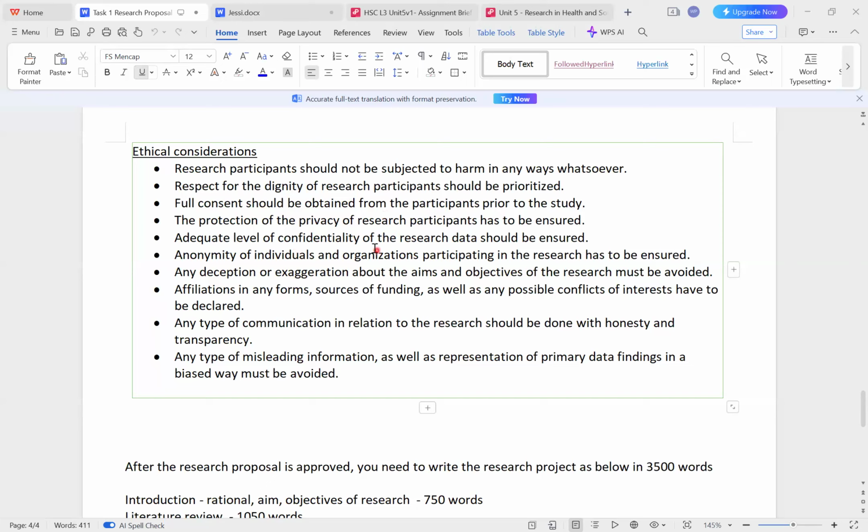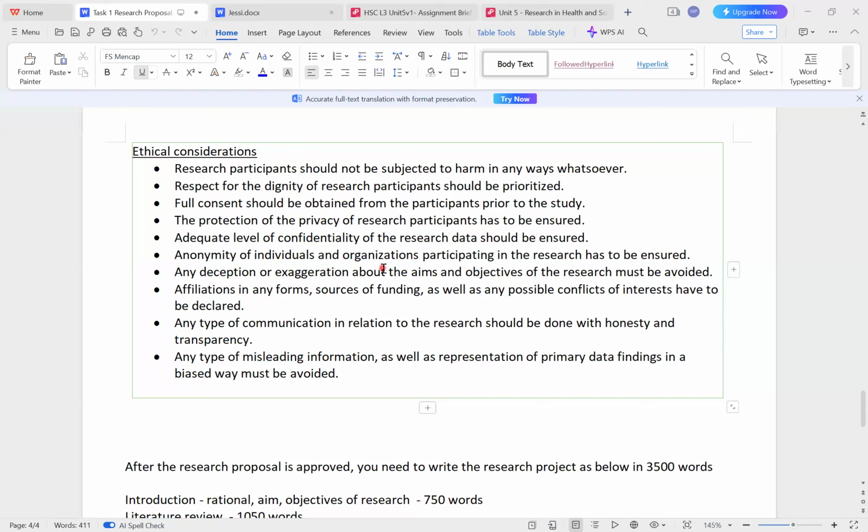The protection of the privacy of the research participants should be ensured. Adequate level of confidentiality of research data should be ensured. Anonymity. So you would not mention names, ages, or sex, or anything of the person if they don't want it mentioned. If they want it mentioned, and if you require it, it's okay. You could always give numbers to the research participants.